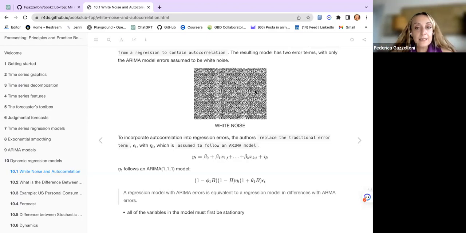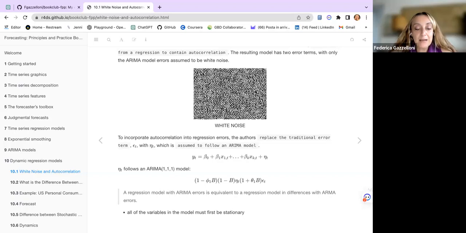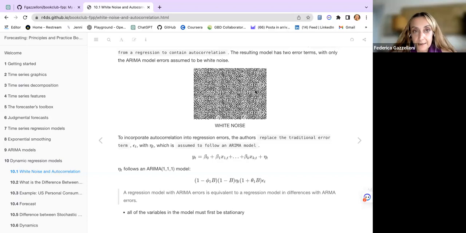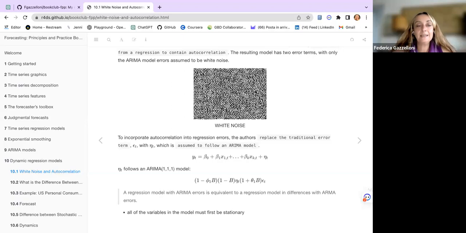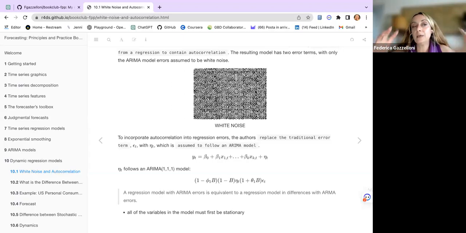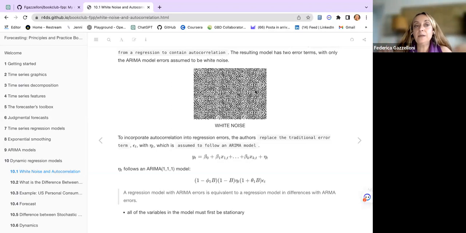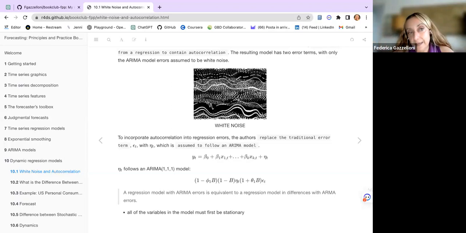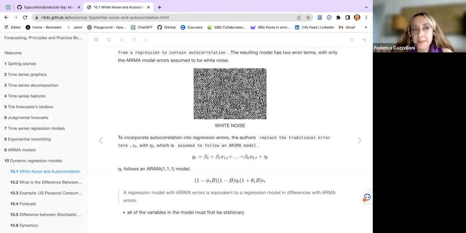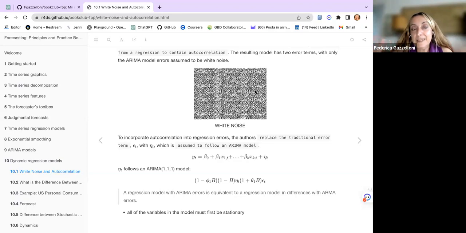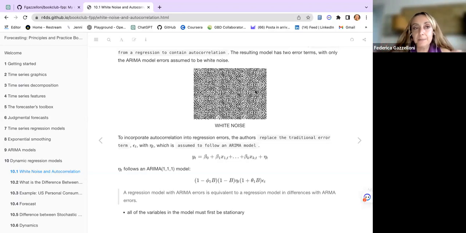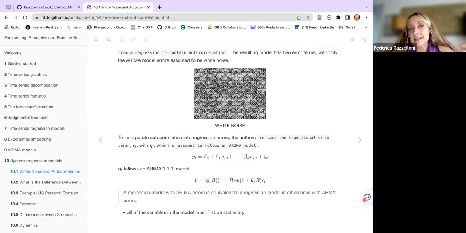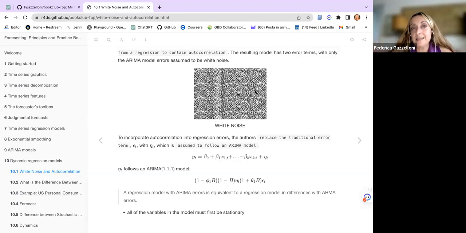Here, what we want to do is to apply a model to this error. And we apply an ARIMA model. So basically, our model is our model, but then we also apply an ARIMA model to the error. So this will be different from a white noise. This error is going to be modeled and addressed.